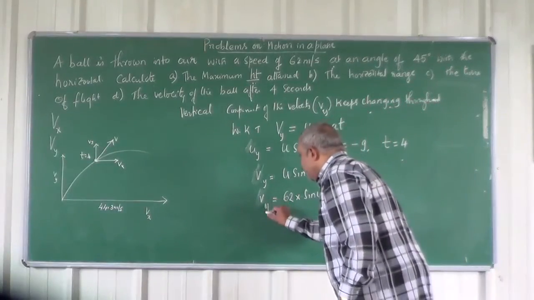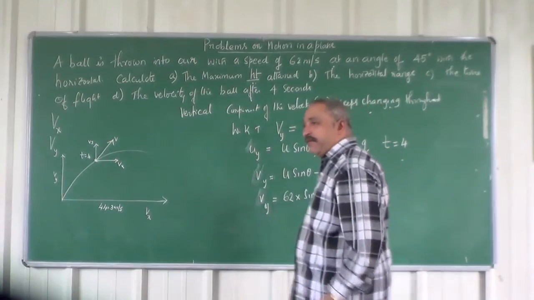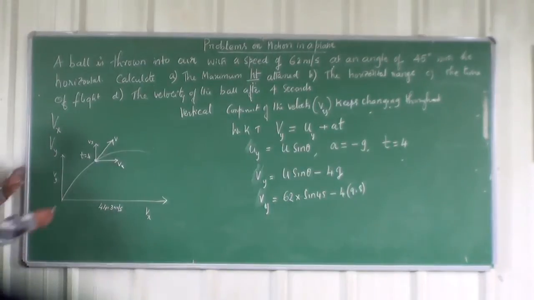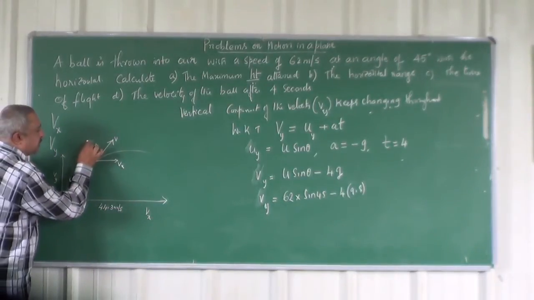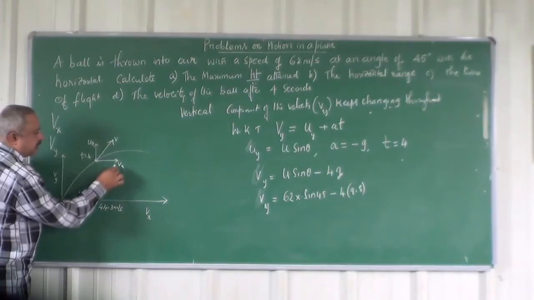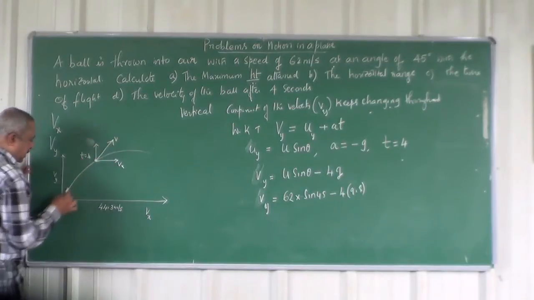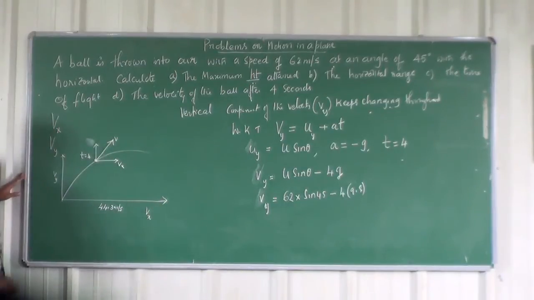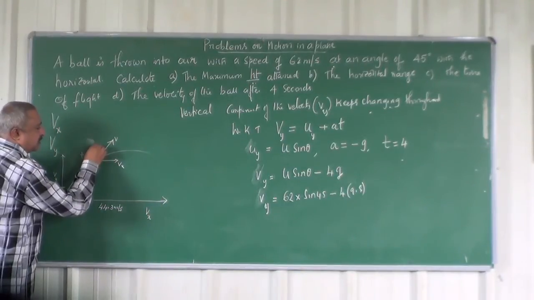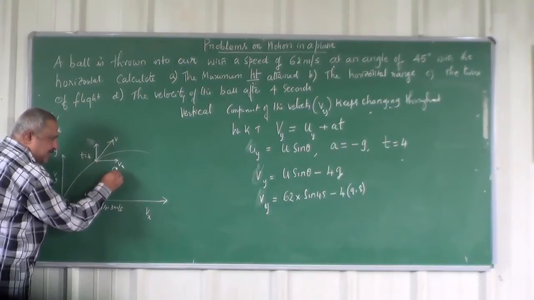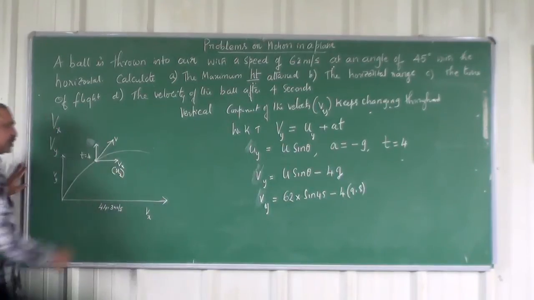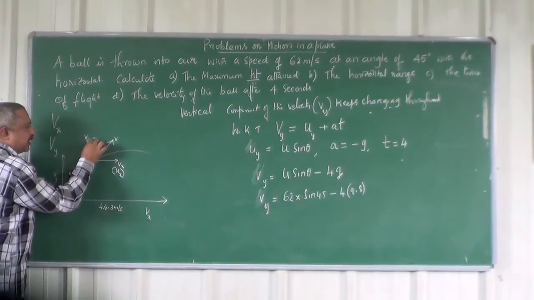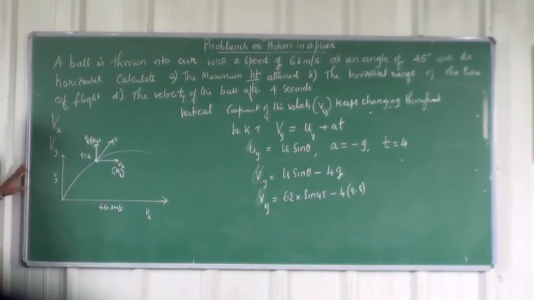Now here, one thing you need to understand. What is the difference between Uy and Vy? Let me just make it clear. I need to write this as Uy in fact. This is Vy, this is Vx, which is in terms of Ux, and this is Vy, which is in terms of Uy. That's all.